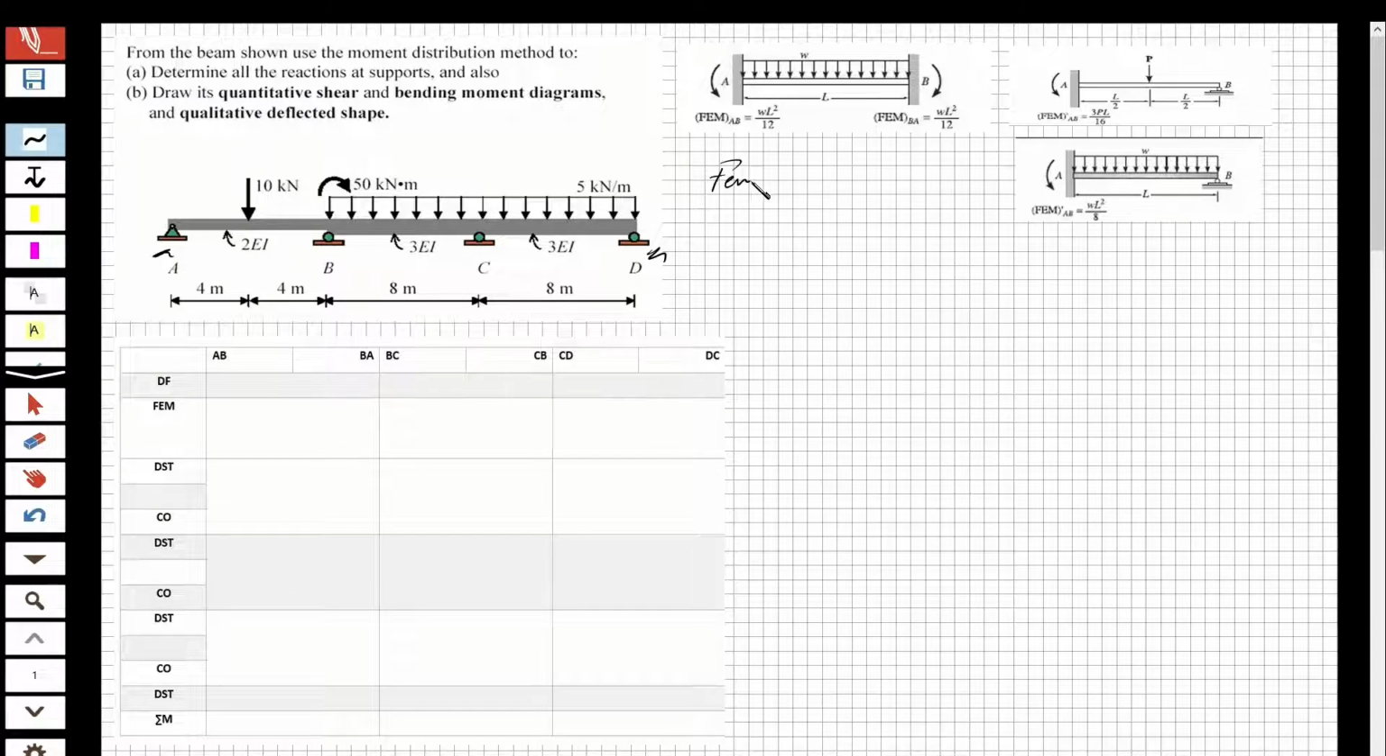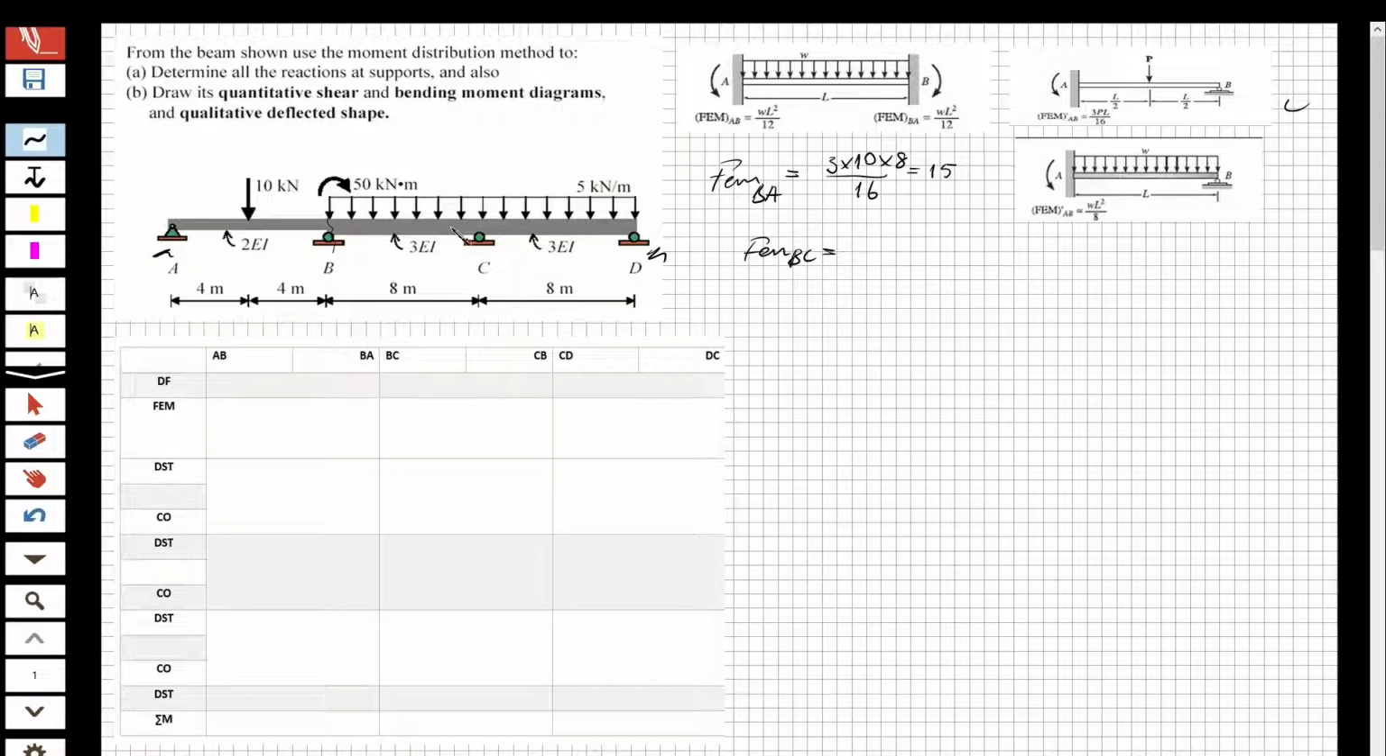Now, fixed end moment from B to A, because we won't use A to B, we are going to use a modified formula. Okay, so from B to A, look here, we take this one as fixed and this one as simply supported, so we are going to use 3PL over 16, because this is a point load. 3 multiplied by P, 10, multiplied by 8, over 16 equals 15. And now let's calculate from B to C.